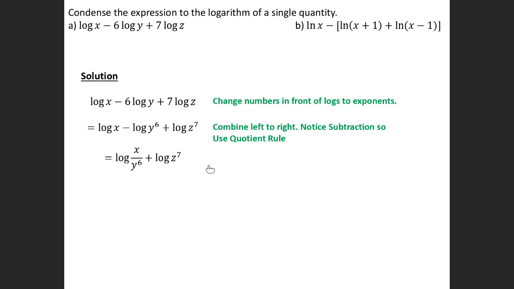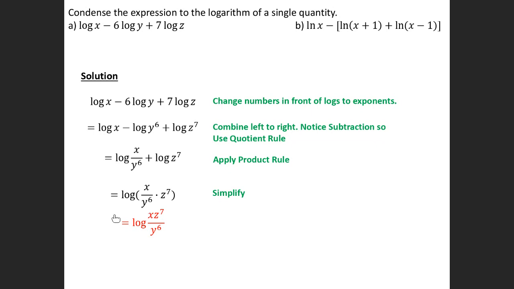Now we're adding, so we're going to combine using the product rule, which tells us that we're going to do what? Multiply. So we get x divided by y to the 6 times z to the 7th. And so if we simplify, then x times z to the 7 is going to be x times z to the 7th divided by y to the 6. So this is what I would enter in my answer box.